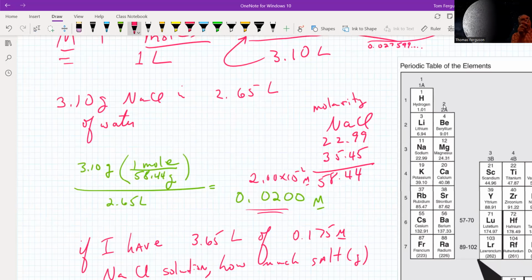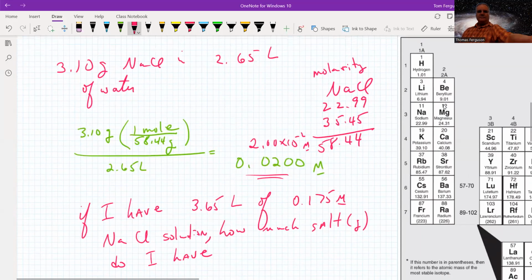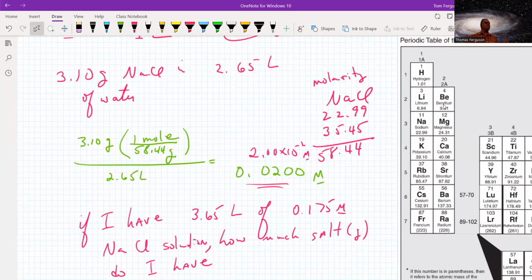So we're going to divide by 5844. That gives us moles. Then we're going to divide by the volume, the 265 liters. Let's just hit the divide key twice. Or you can do it separately, in two steps, but you can do it all in one step if you want. Okay, so that's one approach.